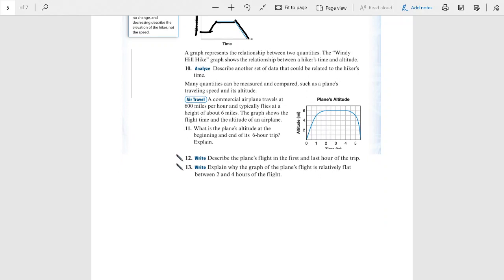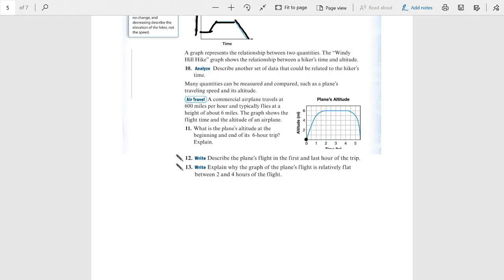Many quantities can be measured and compared, such as a plane's traveling speed and its altitude. A commercial airplane travels at 600 miles per hour, typically flies at a height of about 6 miles. The graph shows the flight time and the altitude of the airplane. So number 11, what is the plane's altitude at the beginning and end of its 6-hour trip?